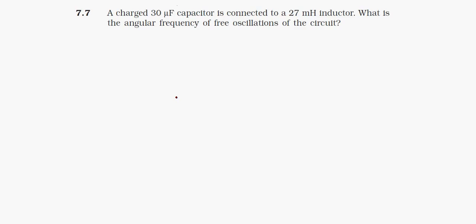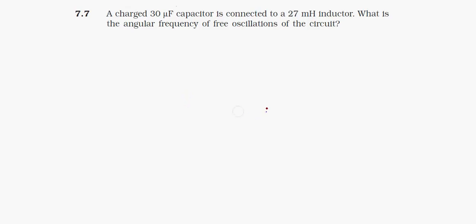Capacitor is connected to a 27 millihenry inductor, what's the angular frequency of free oscillations of the circuit? It's a question on LC oscillations. We have an inductor and a capacitor, and for free oscillations, that means there is no energy loss, we have omega is 1 by root of LC.